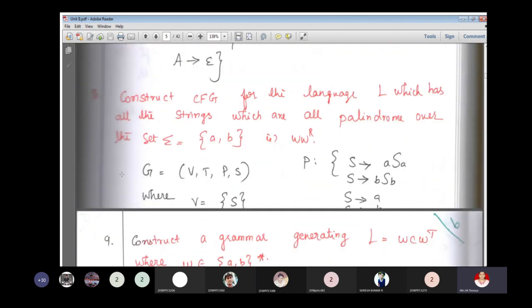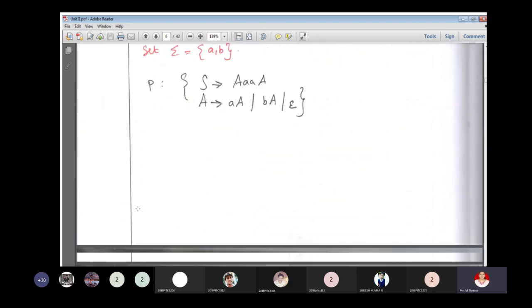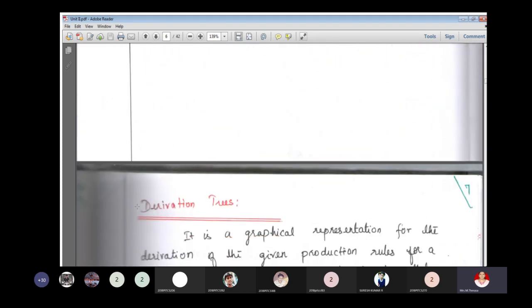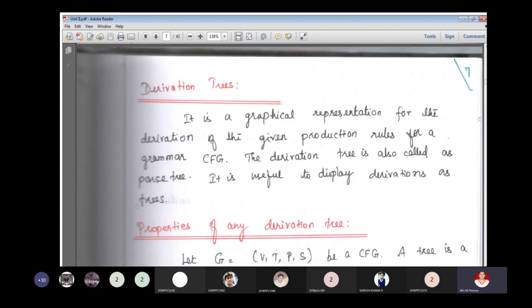Are you clear about what is grammar, what is language, context-free language, and what is context-free grammar? Yes. Next we'll see the derivation tree. A derivation tree is nothing but a graphical representation of the derivation for the given production rules of a context-free grammar. The derivation tree is also called a parse tree. It is used to display the derivation as a tree.